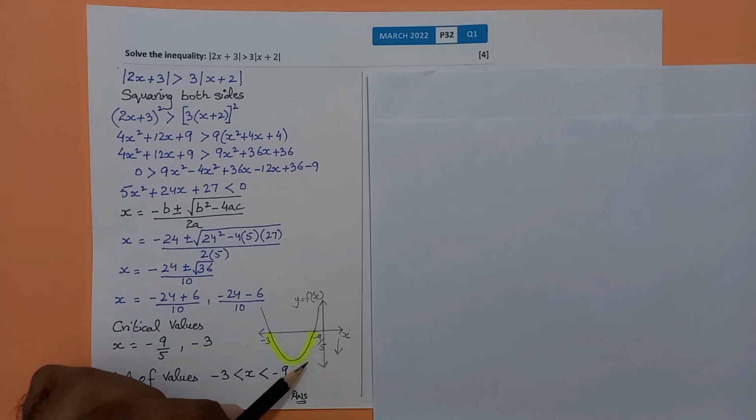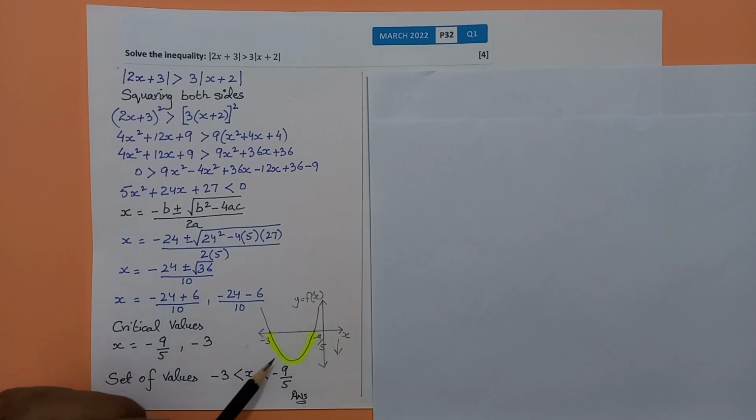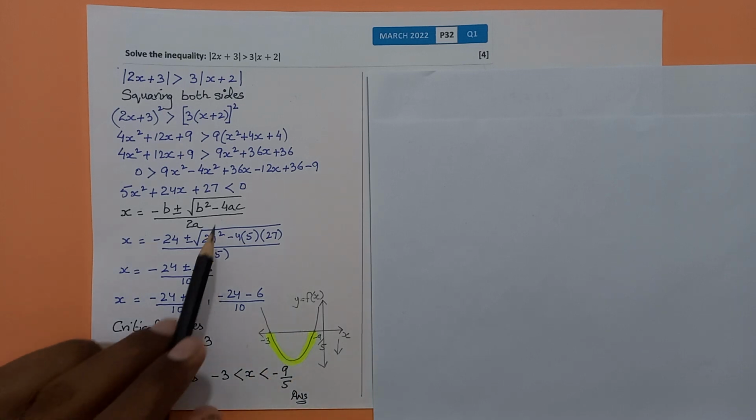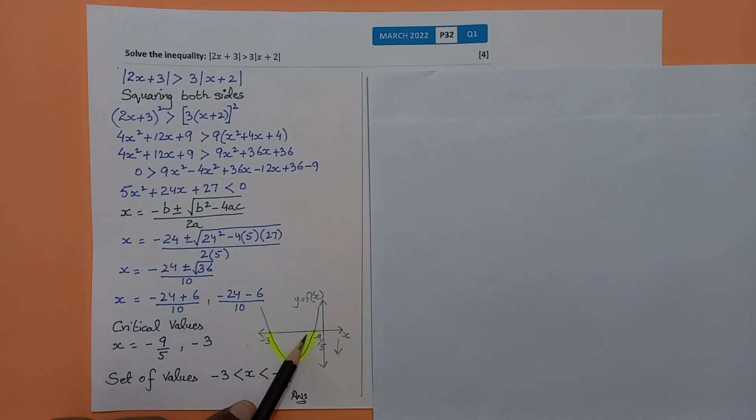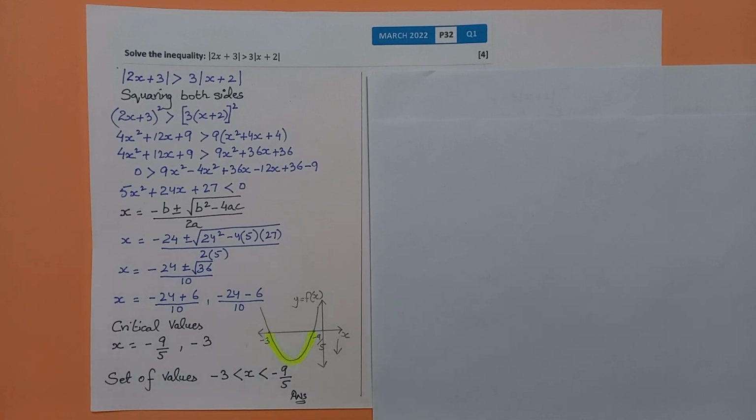That means finally we have observed that if we have a condition where it is less than 0, that means negative, and negative means negative value of y, the solution would be this one. So for this particular question, the set of values of x are all the values greater than negative 3 and less than minus 9 upon 5, like I have written over here.